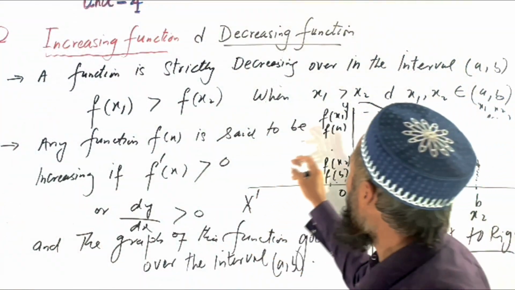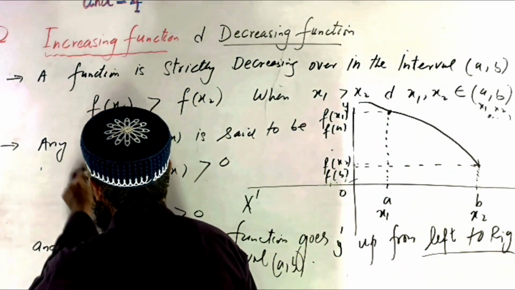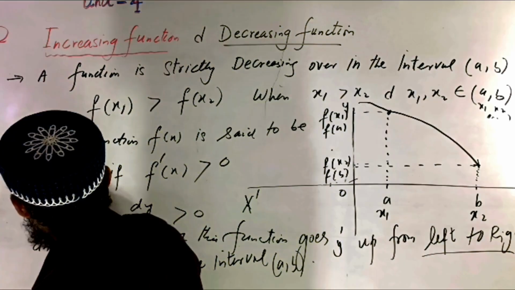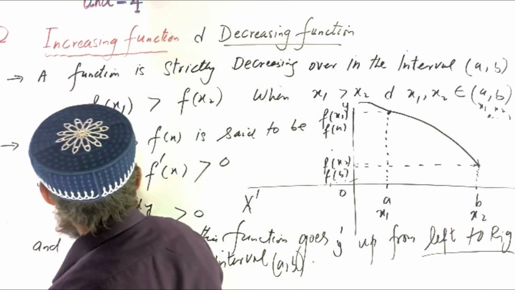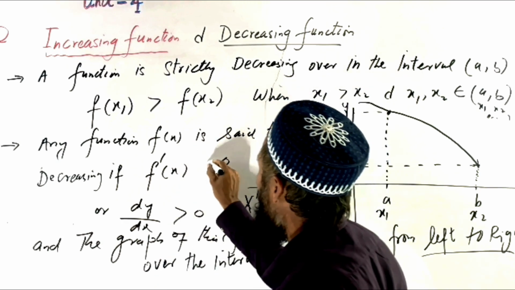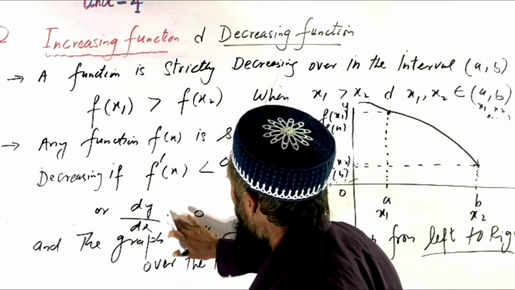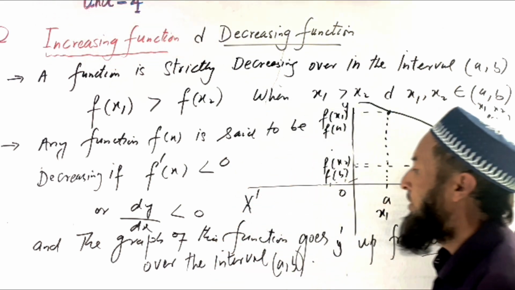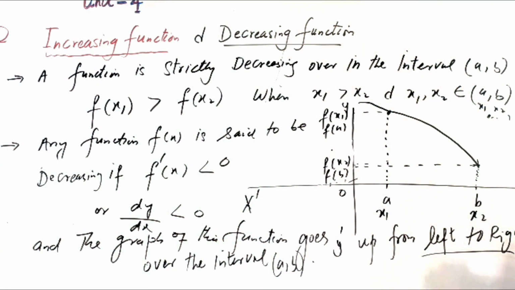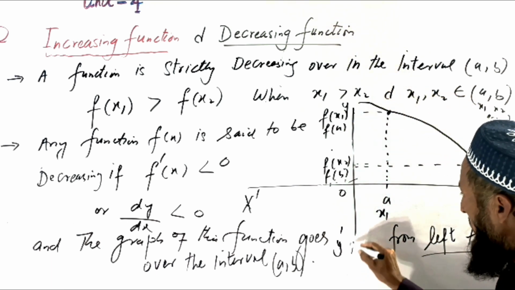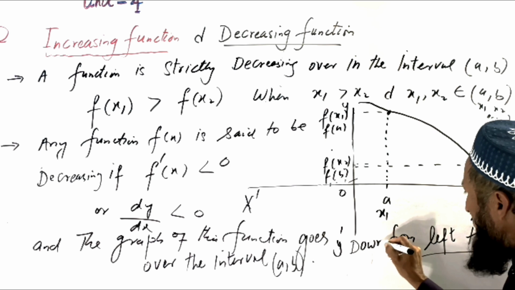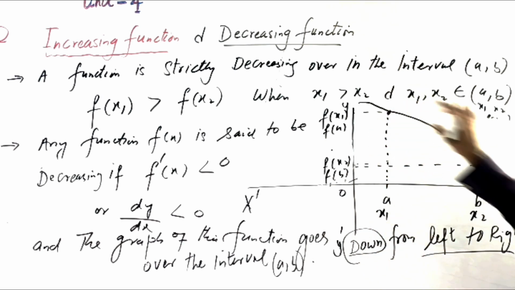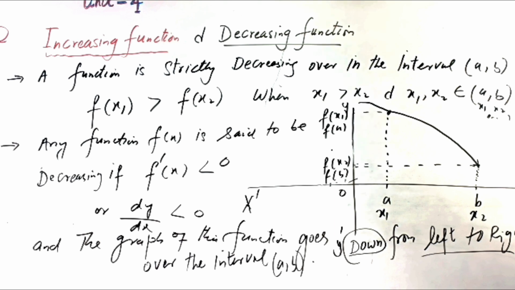Another definition: f of x is said to be decreasing if f dash x is less than 0, or dy by dx is less than 0. So the graph of this function goes down from left to right over the interval. That is the slight change in the definition of increasing and decreasing function.